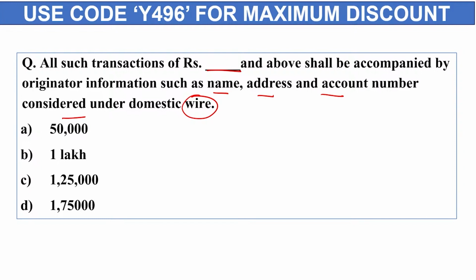And the amount is 50,000 and above. All such transactions with an amount of 50,000 and above have to be accompanied by all the information, just to find out that none of the transactions are actually done for criminal activity, or that none of the financial institutions or banking institutions have been used for criminal activity. That's why transactions of 50,000 and above shall be accompanied by the originator information. The right answer here is 50,000 and above, that is option A.